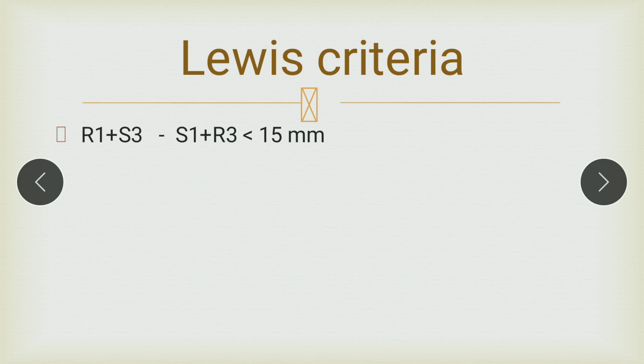There's one criterion which is rarely used. It is the Lewis criteria, which says that you take the sum of R1 and S3, and the sum of S1 plus R3, and you have to subtract these. If it is less than 15 millimeter, it indicates the patient has RVH. This is rarely used, and this need not be remembered. Just remember that there is a criterion called Lewis criteria to diagnose RVH.